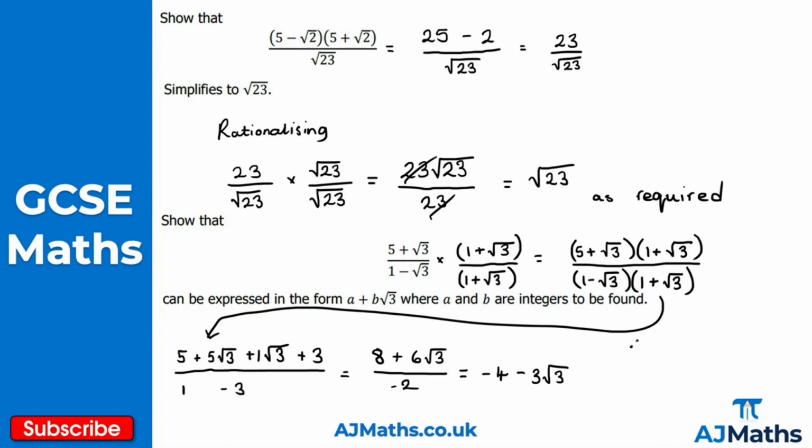So therefore we can identify the values of A and B. So A is minus 4 and B is minus 3 here. Okay. And remember, an integer is just a whole number. It can be positive and it can be negative. So we know our solution looks good there. Okay. And there we have it. So that brings us to the end of this video. In the next video, we're going to take a look at exam revision for surds.